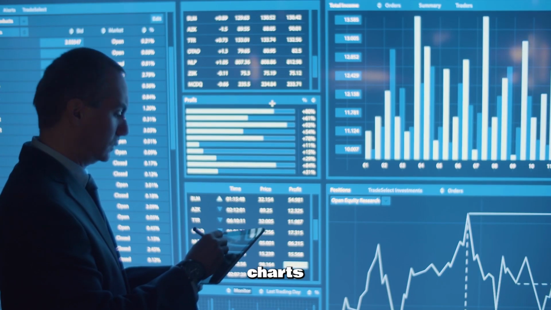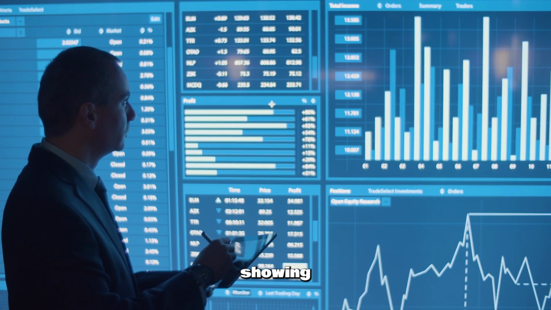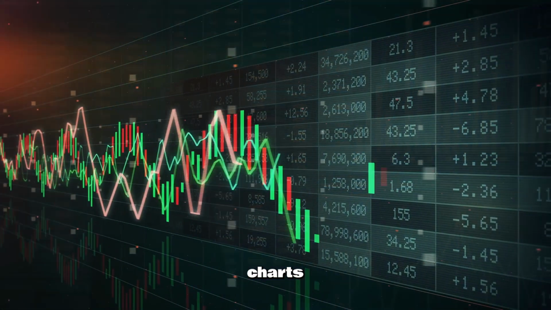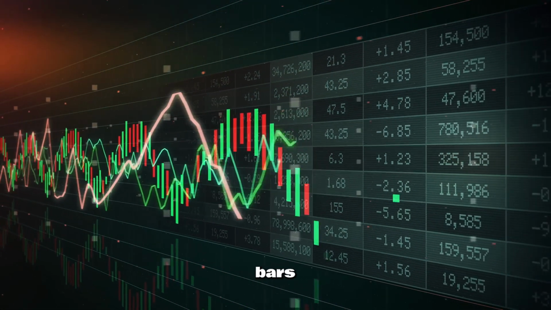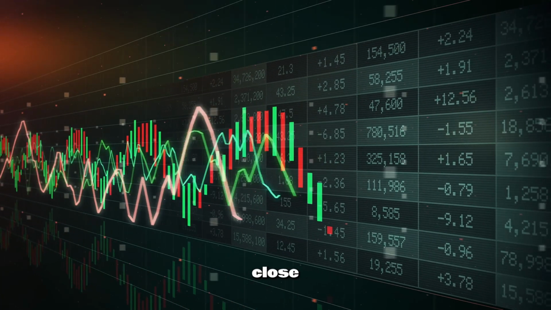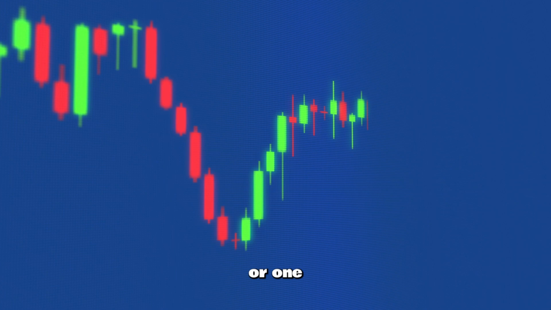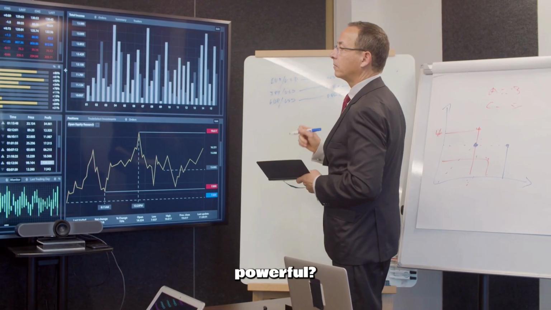Let's start with charts. The chart is your roadmap, showing you how a stock has been performing over a period of time. Candlestick charts are the most popular. These little bars show the open, high, low, and close prices for each time period, whether that's 1 minute, 1 hour, or 1 day. Why are candlesticks so powerful?